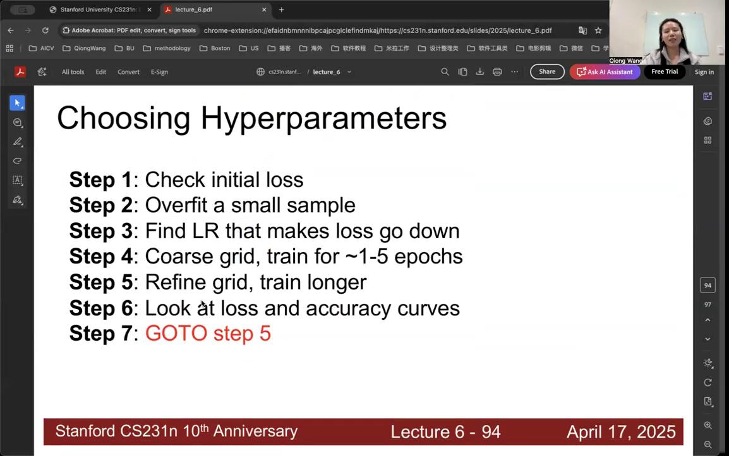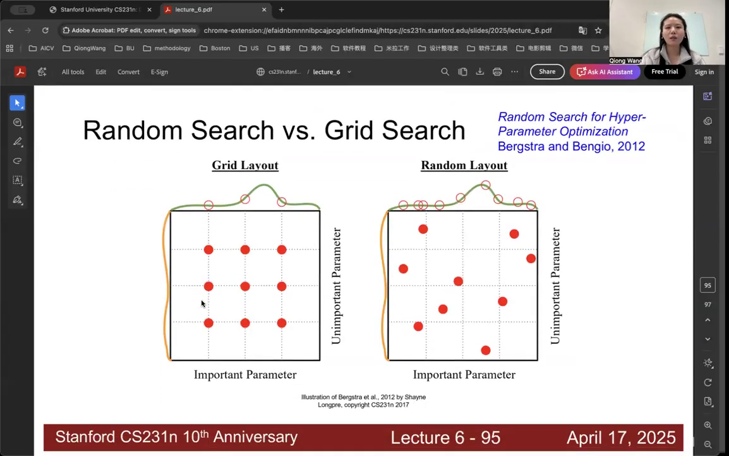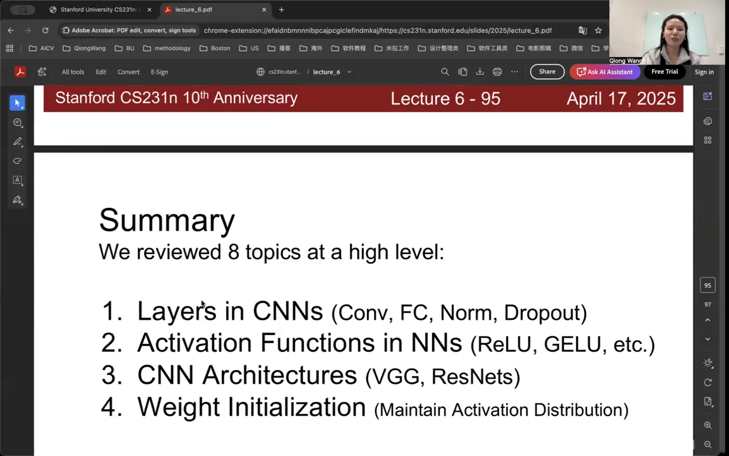And the final step is to go back to step 5, refine the grid and train longer, and look at the loss and accuracy. And there are strategies for the grid search. One is grid layout, and the other is random layout. Random layout is the best way to find the important parameters.